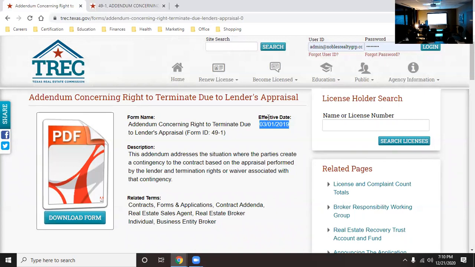That's why I always tell people, don't print out forms, because these forms change all the time. And don't rely on TREC's website to give you the most current form, as you just saw here. So how do you find the most current form? That's what your broker should be paying for, a form database. Their job is to make certain that you have the most up-to-date form. We utilize zipForms. There are multiple different places out there, but you don't ever rely on this, because if you rely on this, you could basically lose your license.